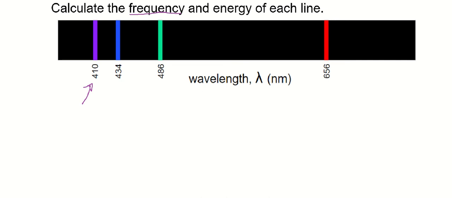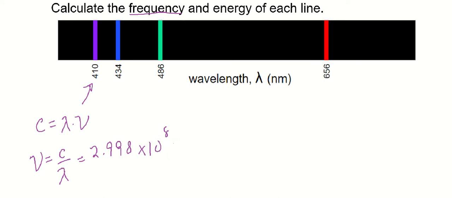We can get the frequency simply by using this equation where the speed of light is equal to wavelength times frequency. We're going to rearrange that and get frequency is equal to speed of light over wavelength, and now we can just plug in our values. The speed of light is given to us on your reference sheet as 2.998 times 10 to the 8 meters per second, and the wavelength here is given to us in nanometers, but we can convert that into meters to cancel out the meters given in the speed of light.